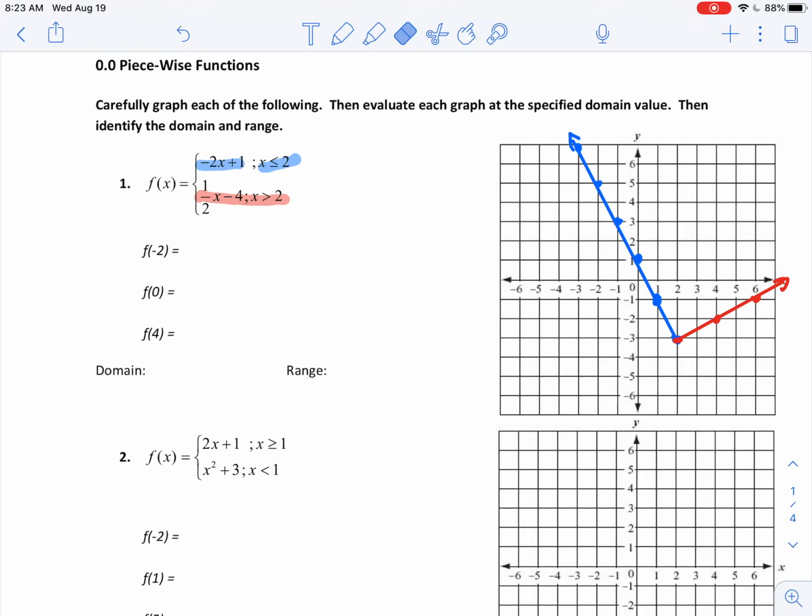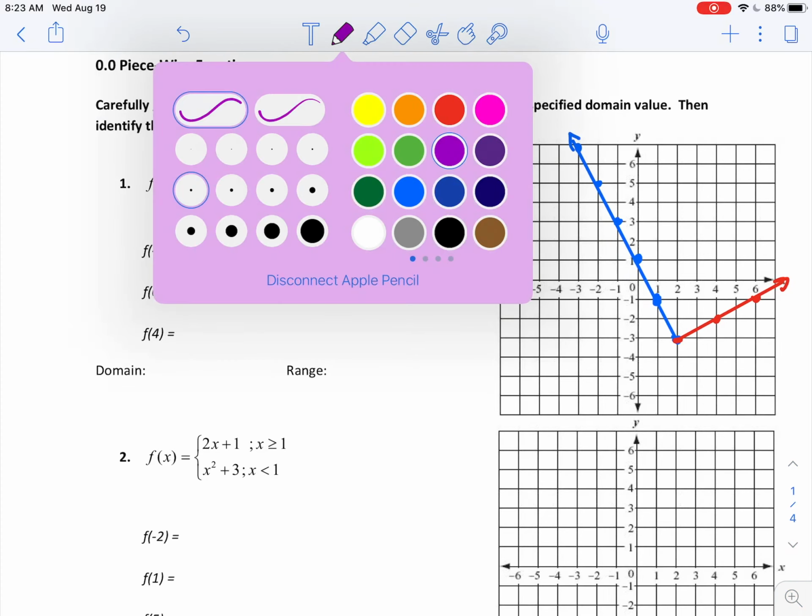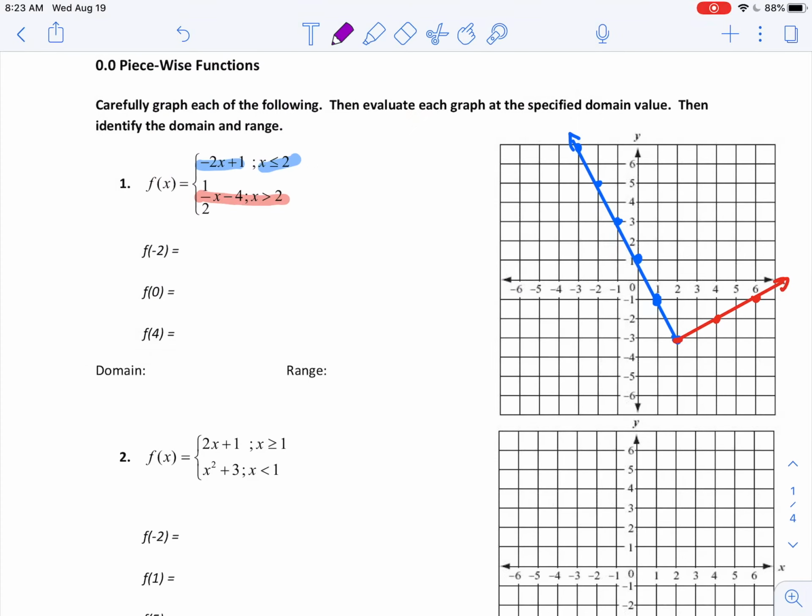Now let's evaluate a couple of these values. My first one is f of negative 2. If I go to negative 2 on my x-axis and go up, it looks like that has a value of 5. F of 0 looks like it has a value of 1. And f of 4, x coordinate of 4, go down, it looks like I have negative 2. So those are my 3 values.